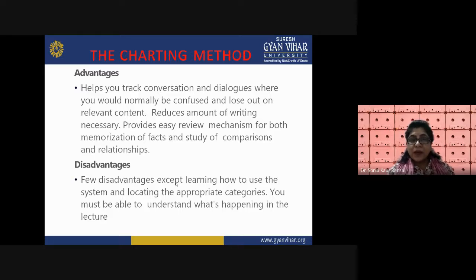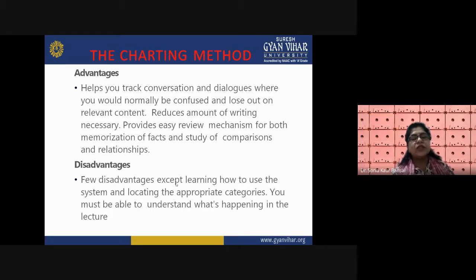So these are the advantages. When I'm making a chart, students, it is very fruitful for me, because I'm easily able to draw conclusions from my chart. Maybe I'm establishing a classification, maybe I'm differentiating. So these are some advantages given to you by the charting method of note taking. But let's have a look at the disadvantages also.